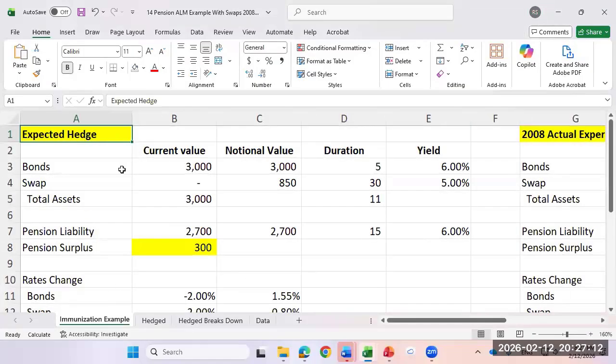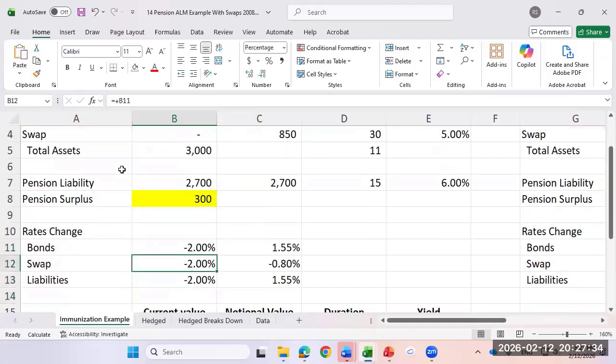So here's how we were expecting this to happen. We had a portfolio of $3 billion and we did a swap at 850 million. Why does the notional sound so small? Because we did a 30-year swap, so it made it huge. We had a pension liability of 2.7 billion. So our pension surplus was 300 million.